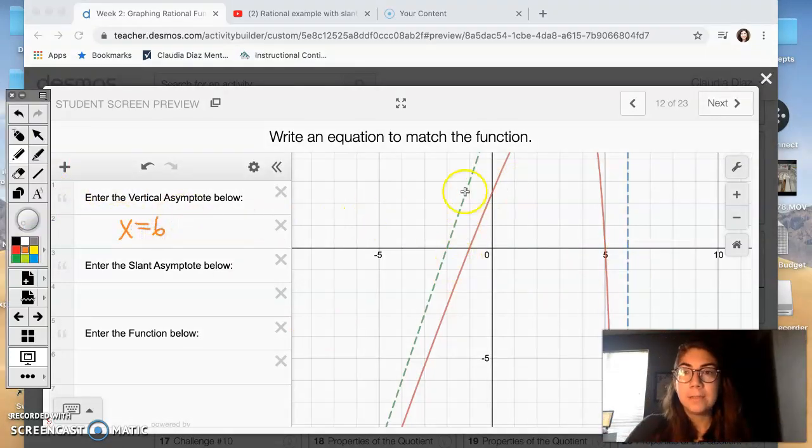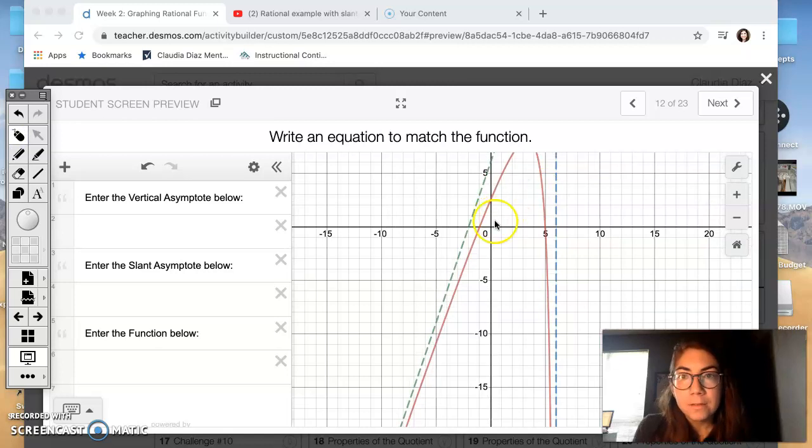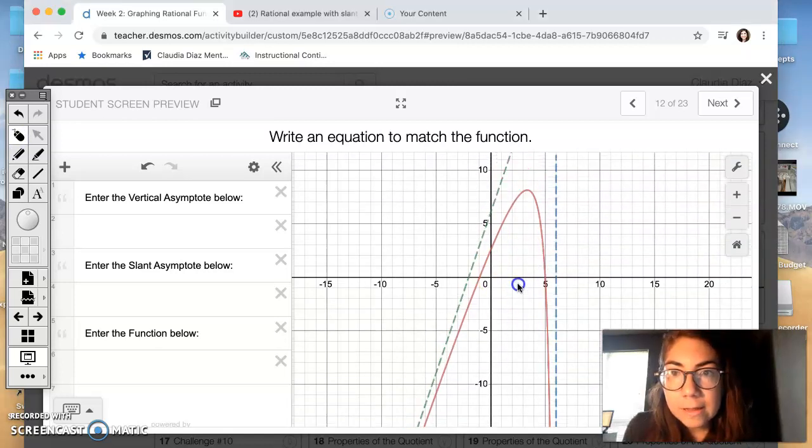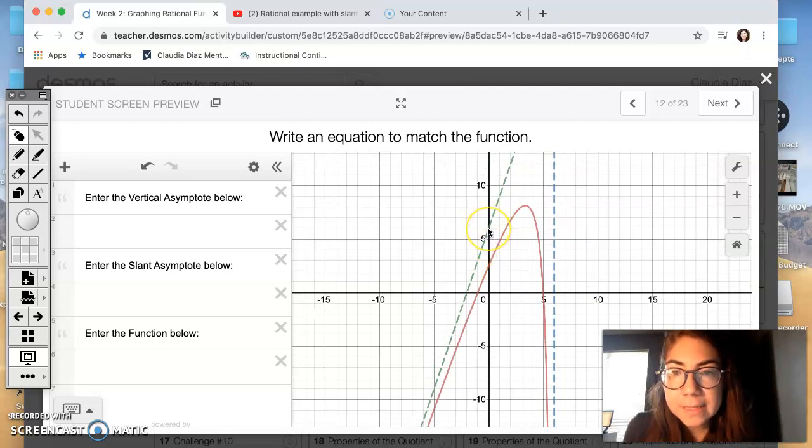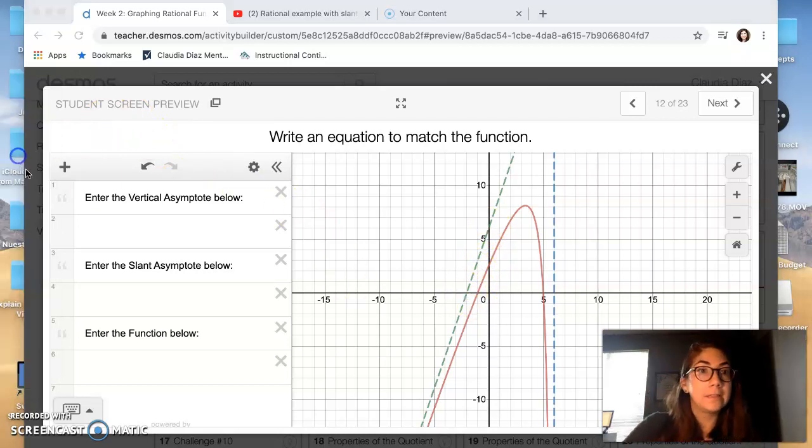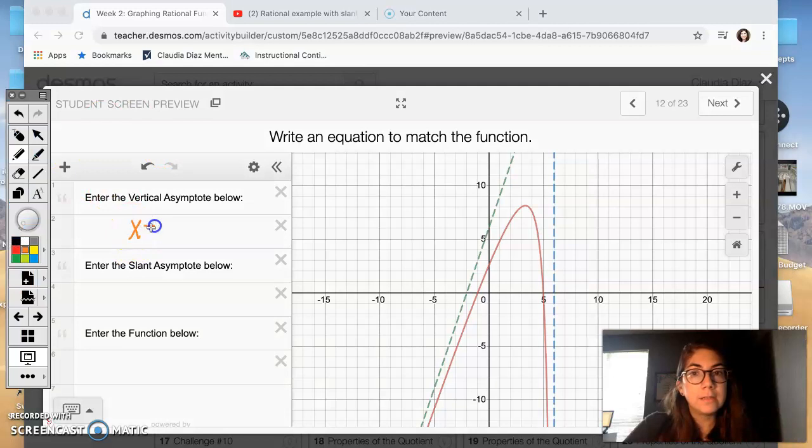The slant asymptote, oh man, actually I'm going to have to do that before I start writing. I think this one was a y-intercept at 6, and then 1, 2, 3 over 1. So it's a 3x plus 6. Okay, so we have x equals 6, y equals 3x plus 6 because of the y-intercept.